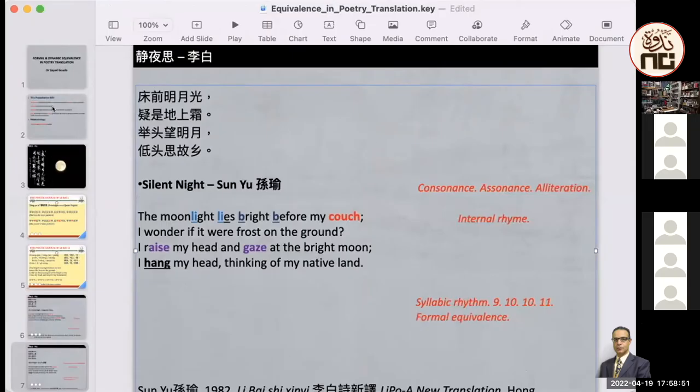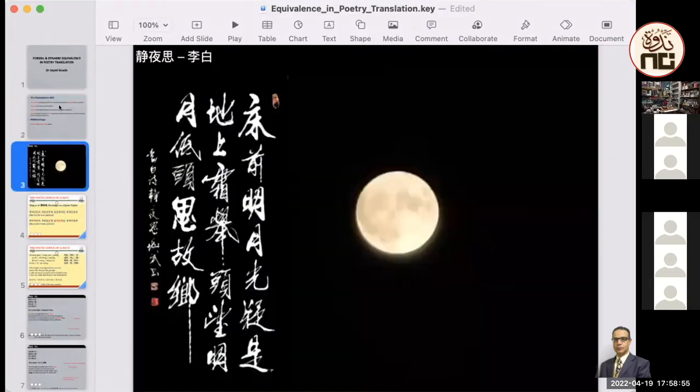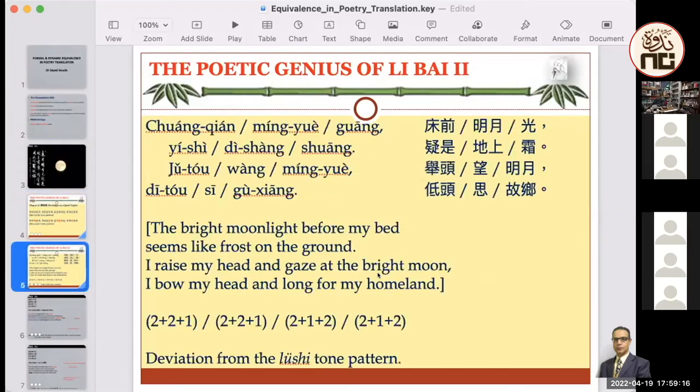Let me show you the few previous ones. This is the poem. I would analyze the poem as a fourth tone pattern, right? And this is the changes he did. But I don't think he followed a certain rule. He just did it according to his own poetic whim. And this is the poem.